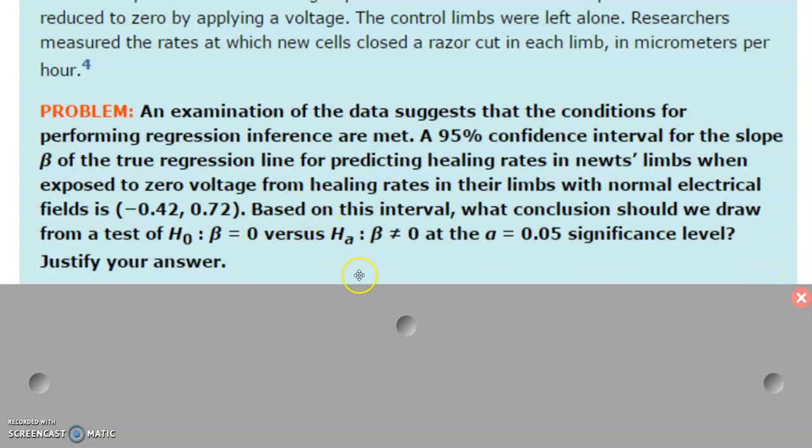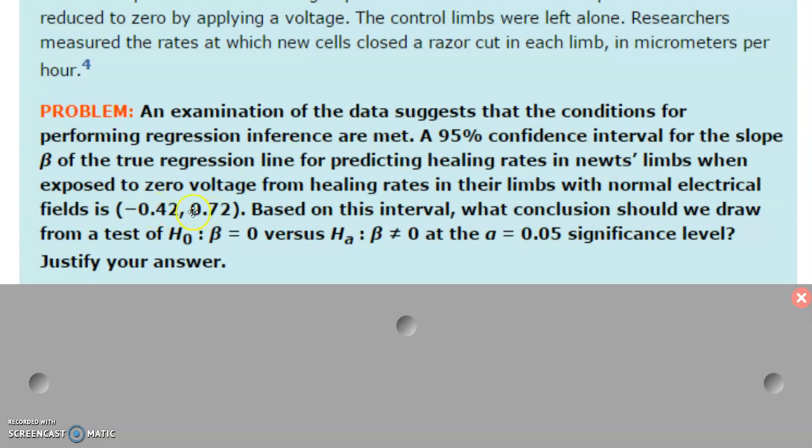So, hopefully, you know how to look at this interval and you know what you're looking for. Because this is a 0.05 significance and a 95% confidence interval and a not equals test, all you have to do is look to see if 0 is in this interval or not.